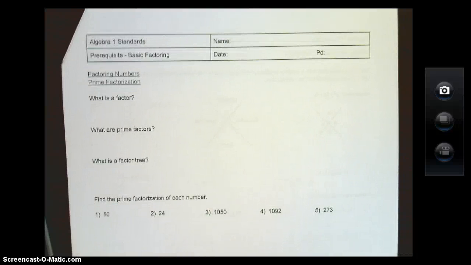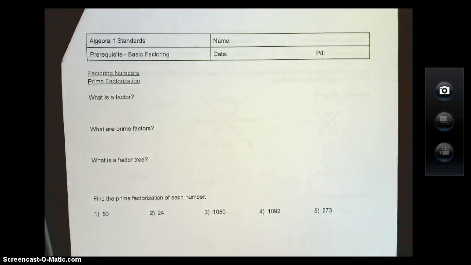Everybody, welcome back. What we've got for today is basic factoring. This might be one of the most important areas, in general, all around. So we're really going to take our time with this, and hopefully this video helps a little bit.